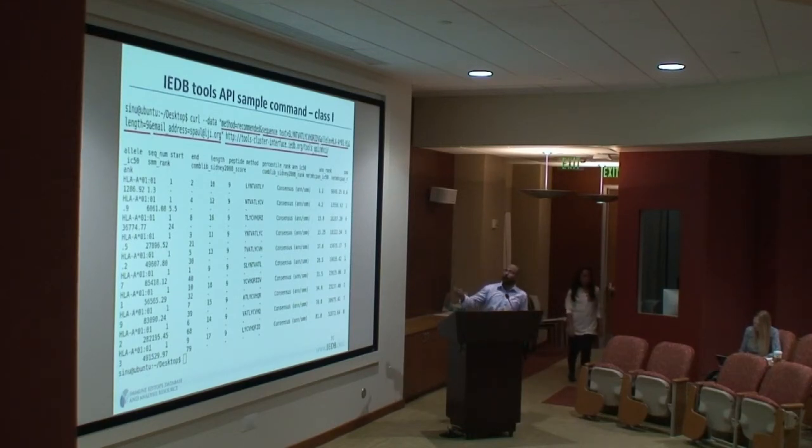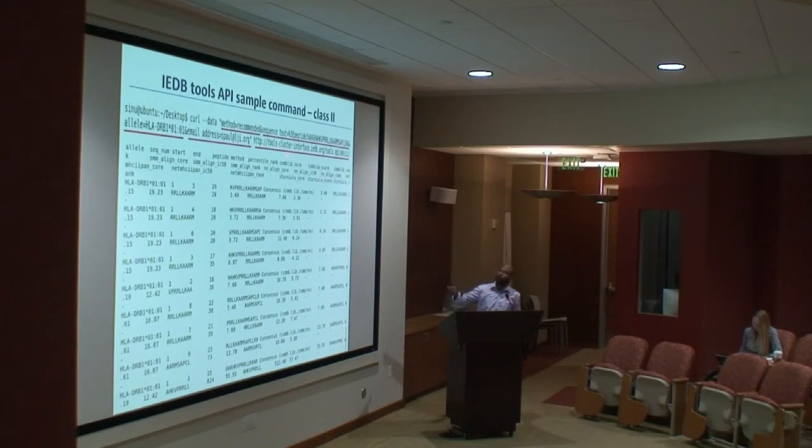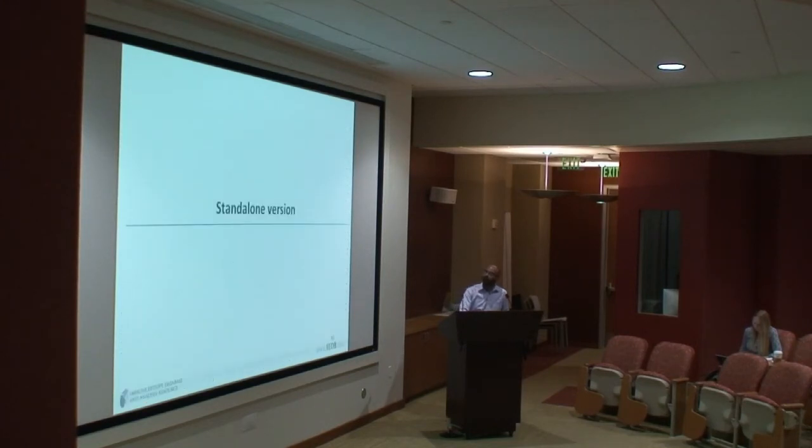So this is a sample command for class 1. Basically you have the method here, sequence text here, allele and length, and an email address if you want, and then the server address. You'll get the prediction results like this. And this is for class 2. The only difference is we are not providing the length here, but all the other things are the same. So that's about the API version, and I'll quickly go through the standalone version as well.